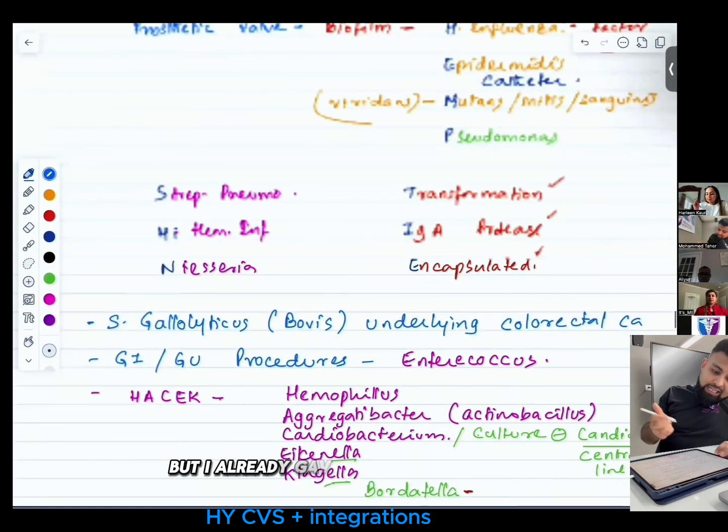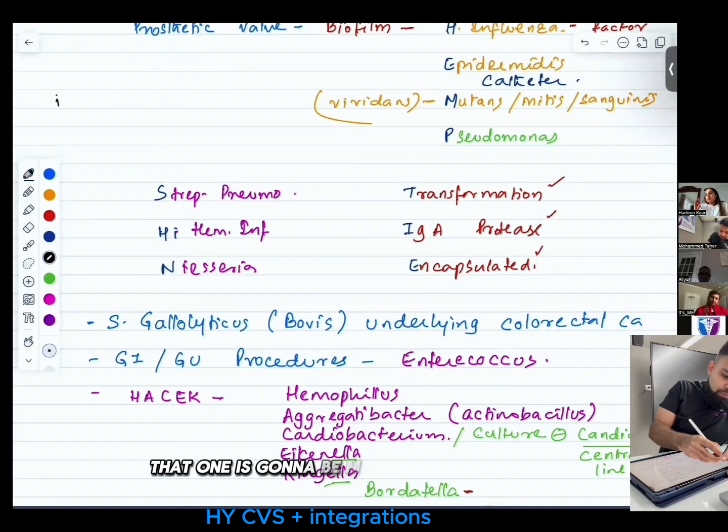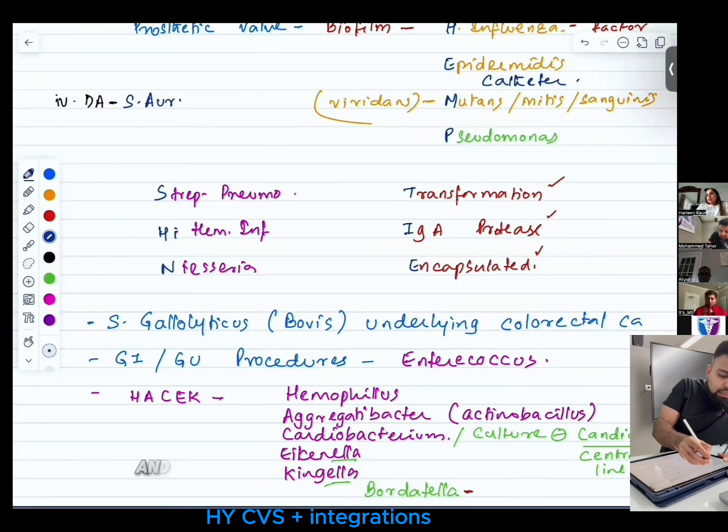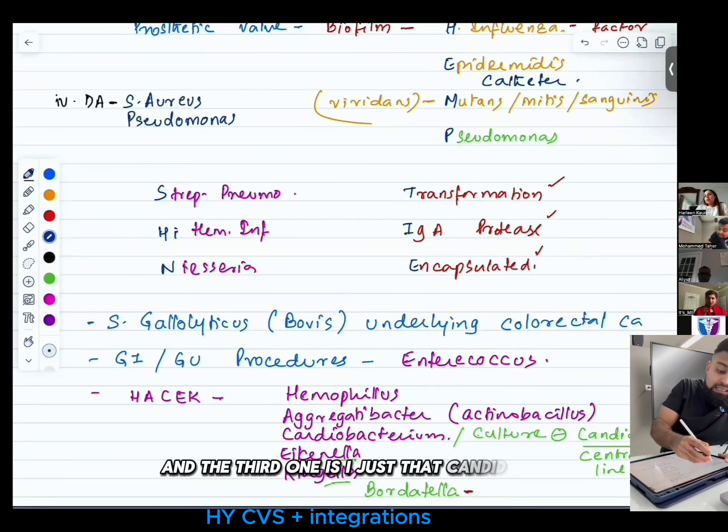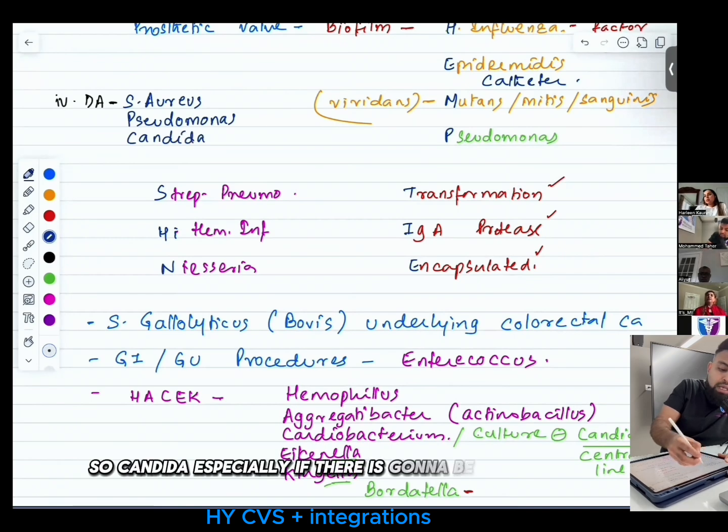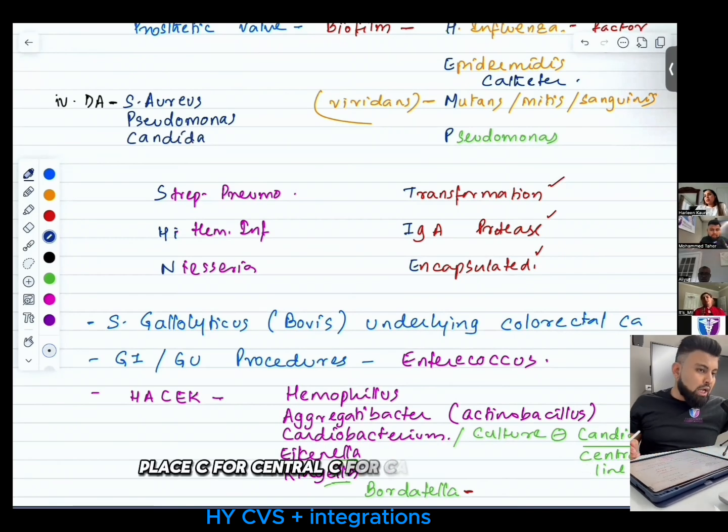For IV drug abusers, I gave you guys already that one is going to be Staph aureus. Staph aureus is the most important agent, the second is going to be Pseudomonas aeruginosa, and the third one is Candida, especially if there is a central line placed. C for central line, C for Candida albicans.